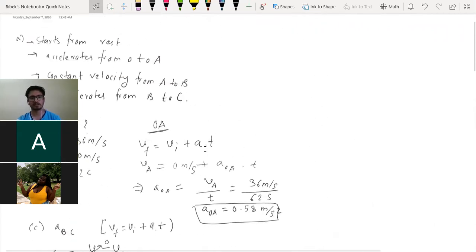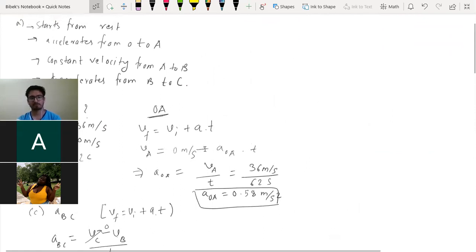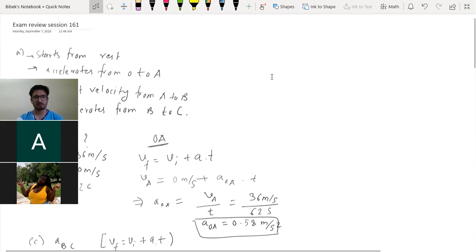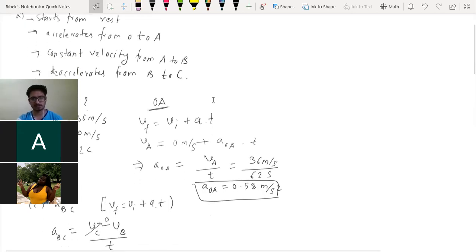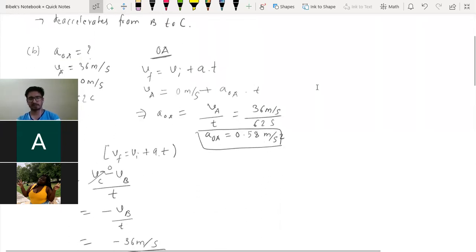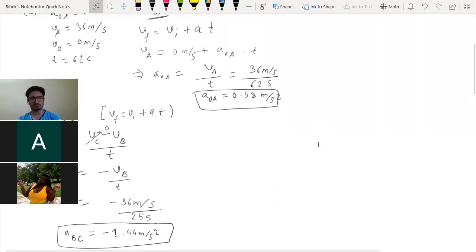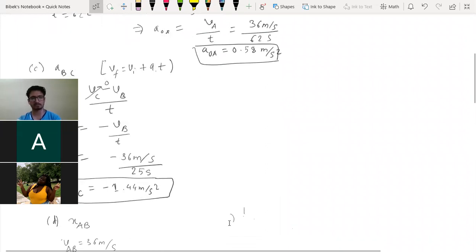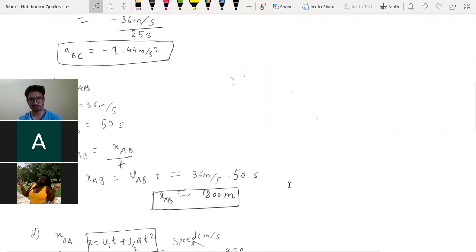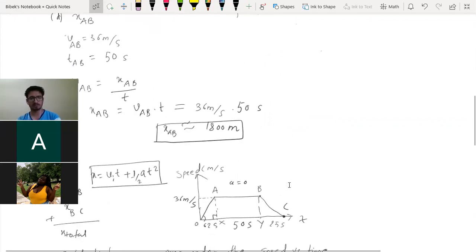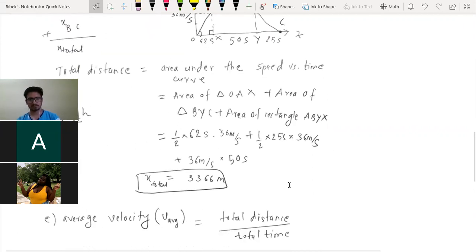So that's how you solve number one. If you have any question, you can ask me right now. So a quick revision. We started from rest, we accelerated, and the train was moving with constant velocity from A to B. We found the acceleration from point O to A, and the acceleration at the end, from B to C. We found the distance from A to B, and we found the total distance.